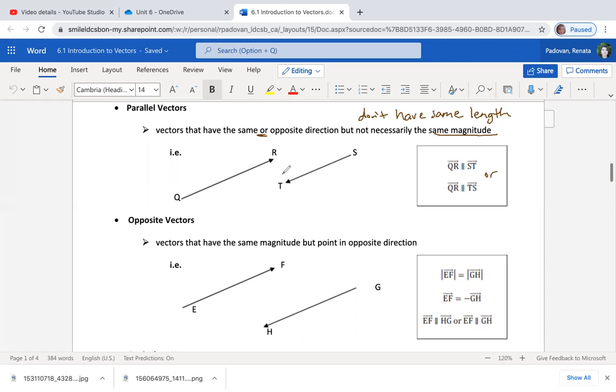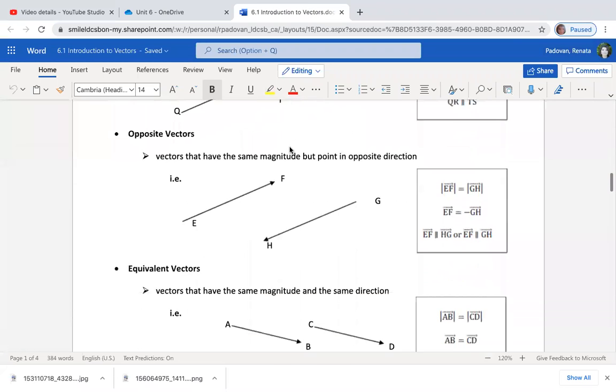Well, TS means I have to start my tail at T and end it at S, right? So this is vector TS. So all I'm showing is that they can go in the same direction and be parallel. They can go in the opposite direction and be parallel. They don't have to be the same length. They just literally have to be the same distance apart from each other all the way along the two lines given, okay?